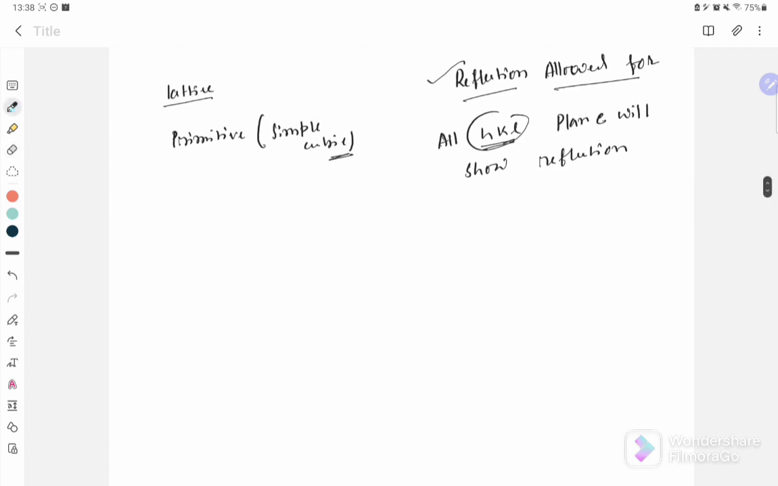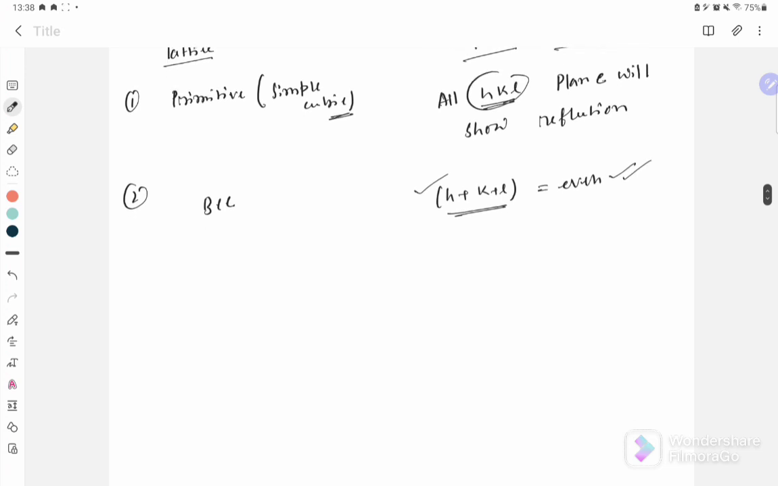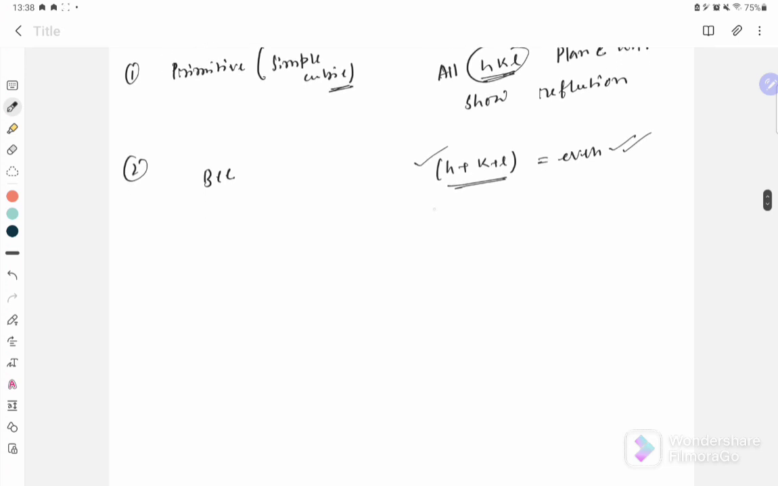Our second one is BCC. BCC means body centered cubic lattice. So for this, H plus K plus L should be even, not odd. That means the sum should be even and then that plane will show the reflection.